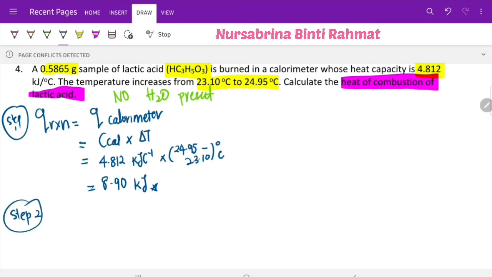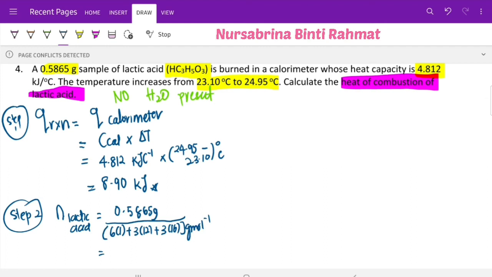Let's move on to step number 2. We need to calculate the number of moles of our lactic acid, because we want to calculate the enthalpy of combustion. To get the enthalpy of combustion, you need to first calculate the number of moles. Number of moles is the mass of the lactic acid divided by the molar mass. So we have here 6 hydrogen plus 3 carbon plus 3 oxygen. The number of moles of your lactic acid is 6.52 times 10 to the power of negative 3 mole.